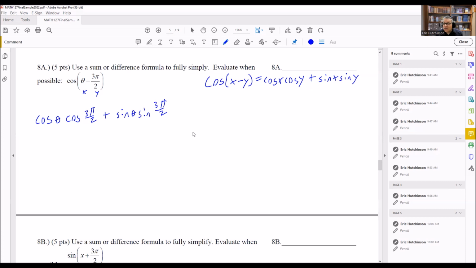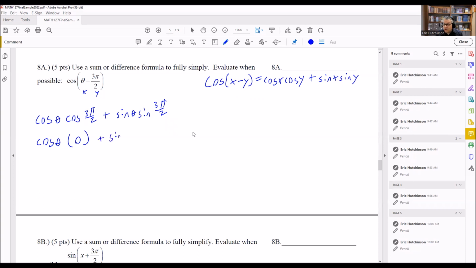Now it does say evaluate when possible. So we need to use the unit circle for these other two here. All right, so cosine 3 pi over 2 is going to be the x value at 3 pi over 2, which is at the very bottom of the unit circle. Now that at the very bottom there, that's going to be 0. Okay, so the x value at the bottom of the unit circle is 0.